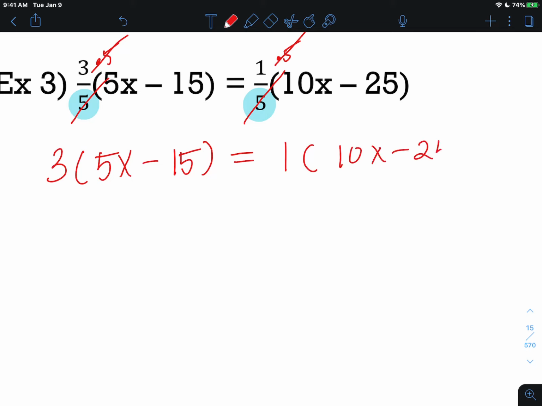Now, over here on the right side, I intentionally wrote that 1 there because I want to prove a point, remembering that we don't always have to write that. So some people may just write it like that, right? But take it a step further, I don't even need the parentheses anymore because 1 times anything is still the same thing, right? 10x times 1 is still 10x. So I don't even need the parentheses. That's automatically distributed for me. So let's go ahead and finish solving this. Let's distribute.